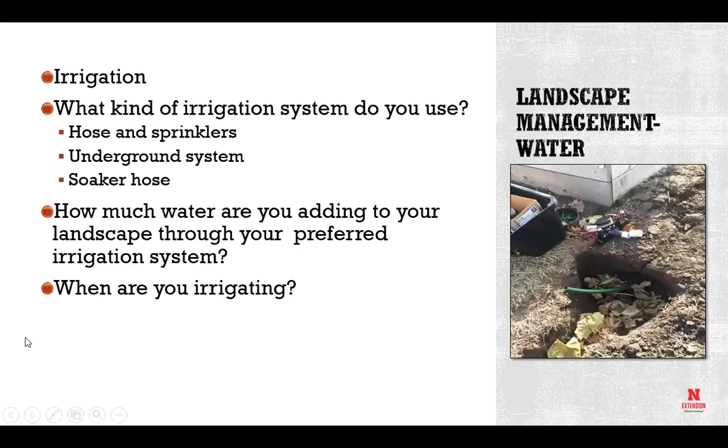Irrigation systems, what kind? Hose and sprinklers on the end. Underground system of some sort, soaker hoses, any combination of those things. But the real thing is how many people really know how much water they're putting down and where that water is actually going. And that, again, is a do you look or do you see, and how do you know how to figure that out, as well as the when.